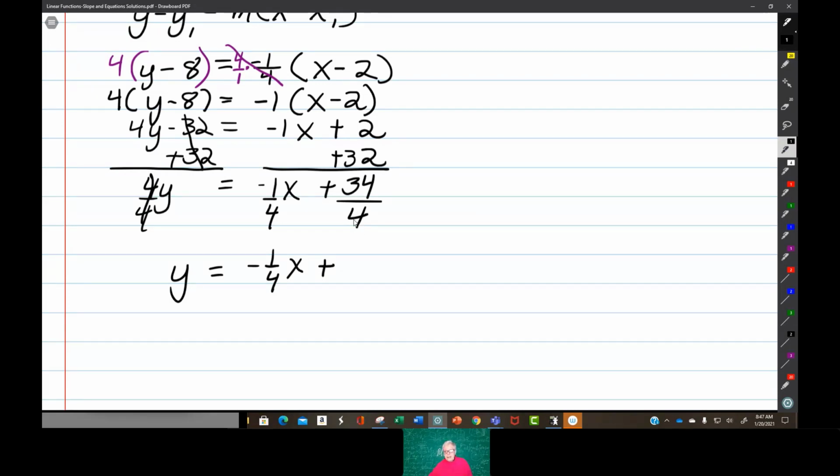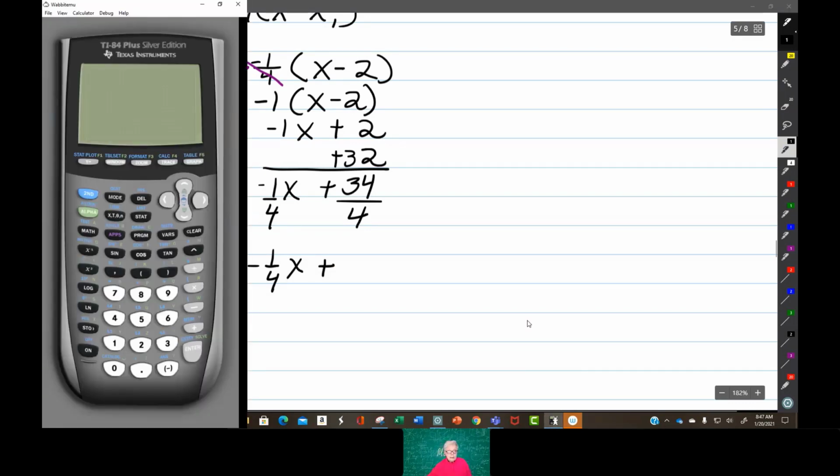The safest thing is to get your calculator and do the following. 34 divided by 4.